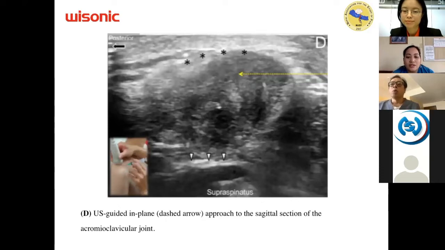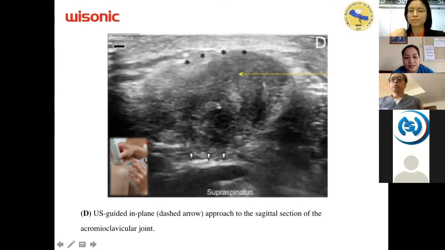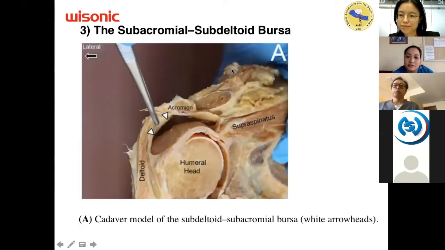You can also do an ultrasound guided in-plane approach on the sagittal section of the acromioclavicular joint. Sometimes in a very severe arthritic joint, this approach is very helpful. As you can see in the inset, you put your ultrasound probe like this and inject in-plane, but in the sagittal section view. So this is the superior acromioclavicular ligament. You put your needle in like this from anterior to posterior and just inject below the ligament.